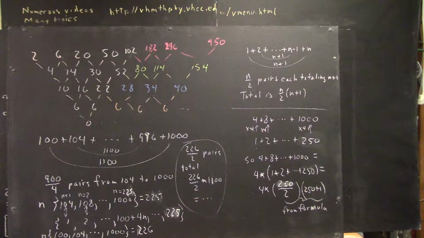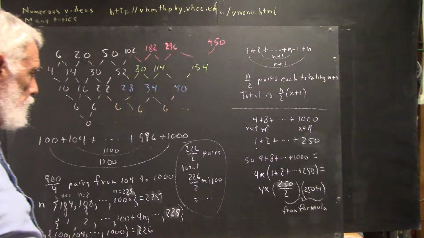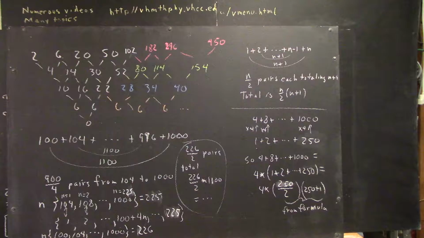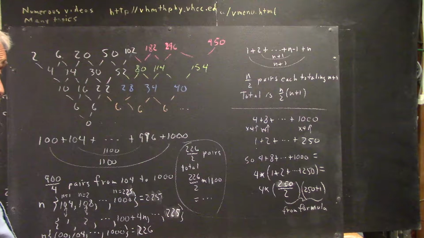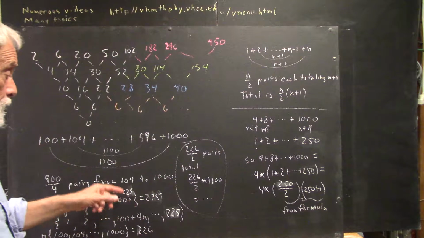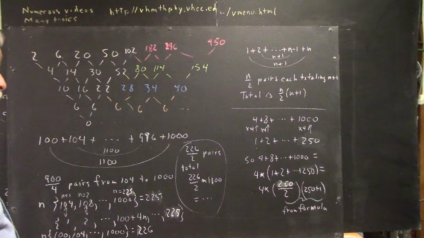So we got something of the form 100 plus 4n that pairs up with 1,000. What's that going to be? Well, we can set 100 plus 4n equal to 1,000, and we can solve that for n, and we find that n is 225, and that shows us that we've got 225 numbers.